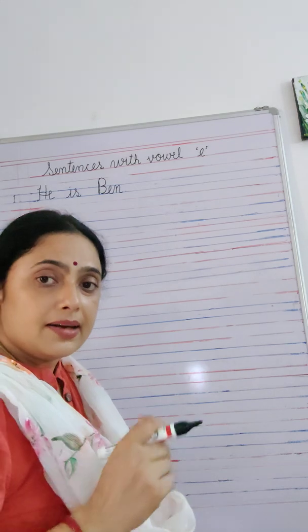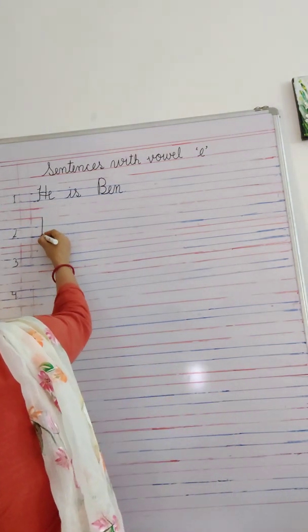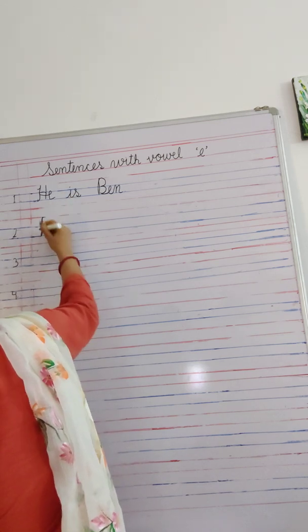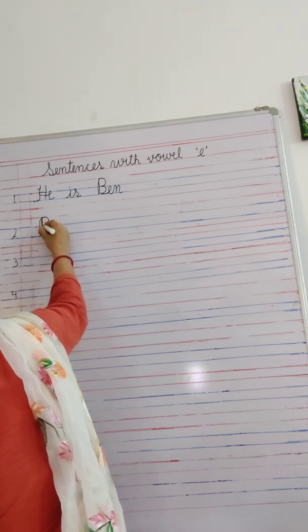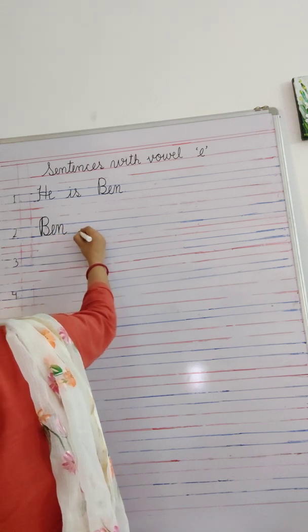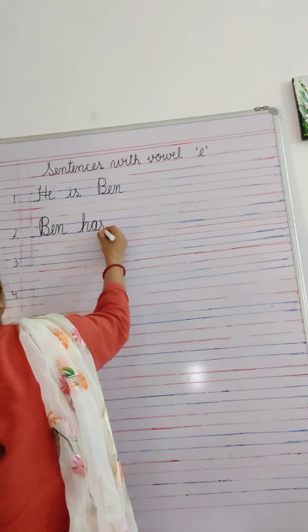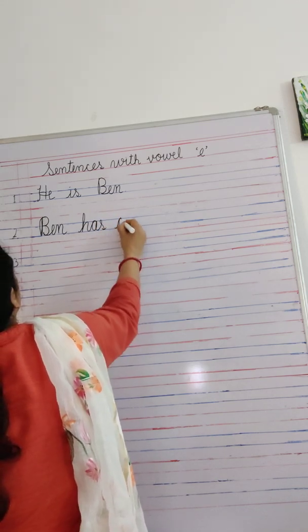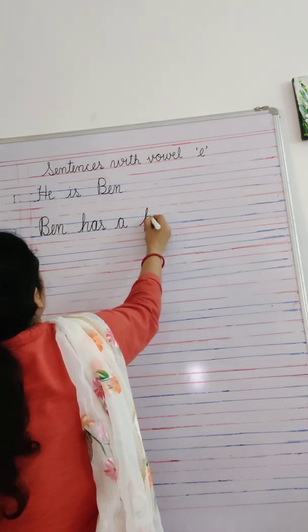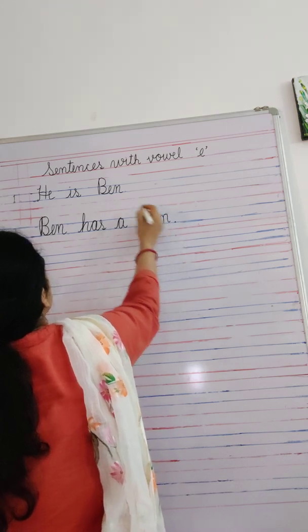Ben has a pen. Ben has a pen. Now write it. Ben has a pen. The sentence is finished, so put a full stop.